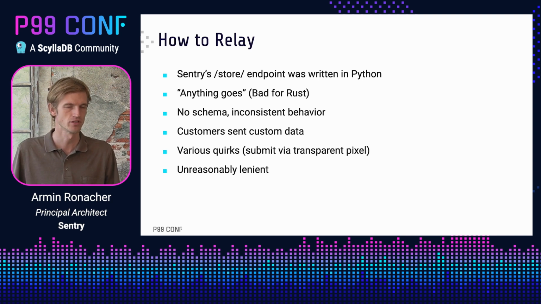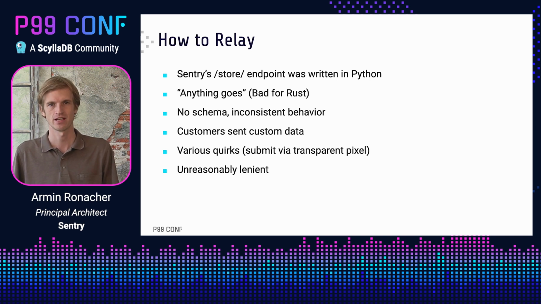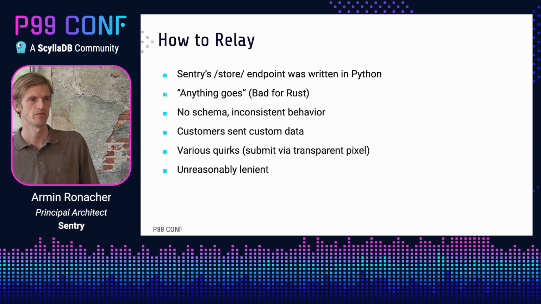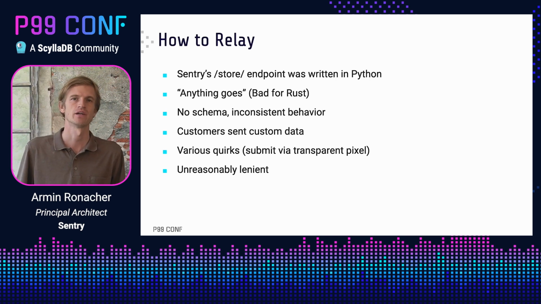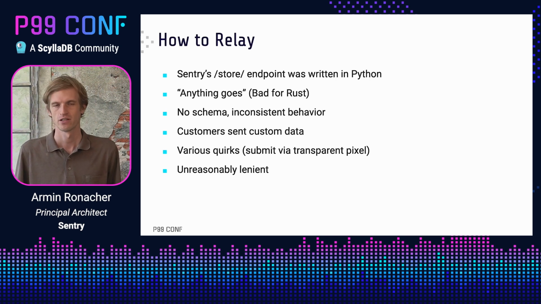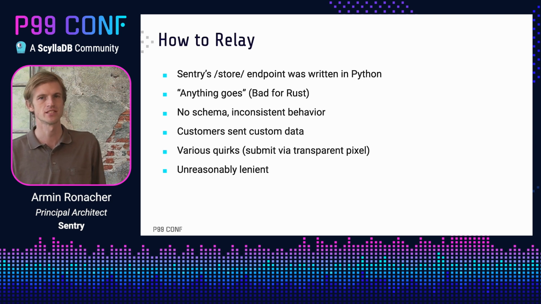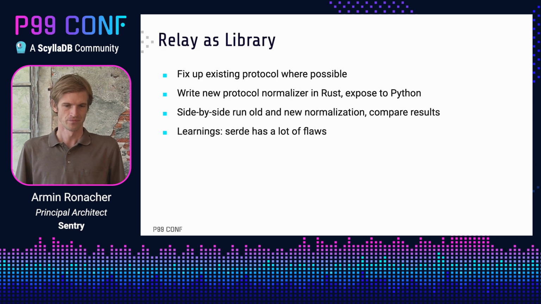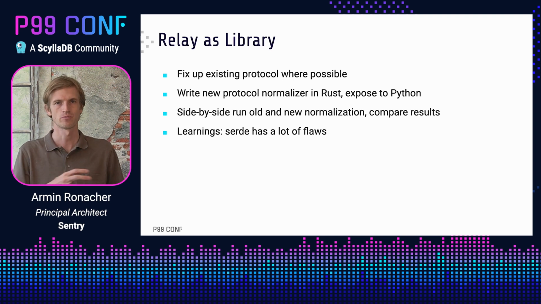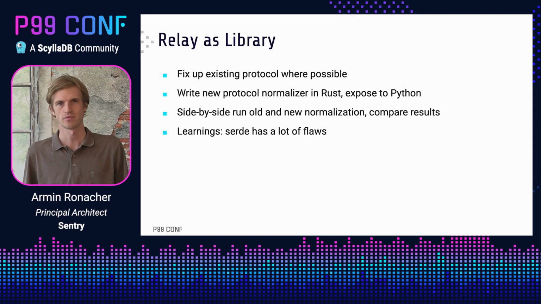And we had also a lot of quirks in the protocol, like transparent pixel support to allow sending data in via image load tags, which was a thing at the time. When we wrote this originally, Flash was still around, so there was also support for cross-domain XML and stuff of that nature. And I would just summarize it was unreasonably lenient. And so we wanted, on the one hand, to capture as much of the existing protocol as possible, but we also wanted to nail down the protocol a little bit so that performance optimization was actually possible.